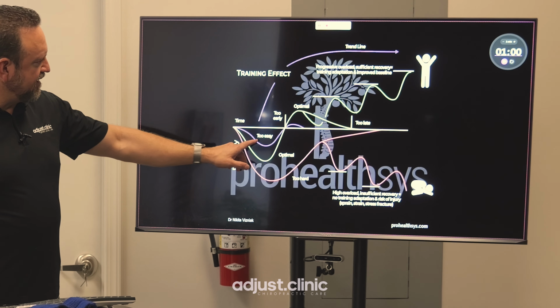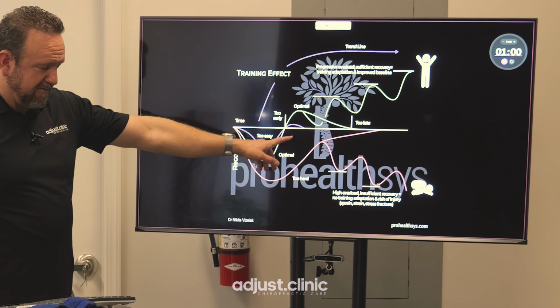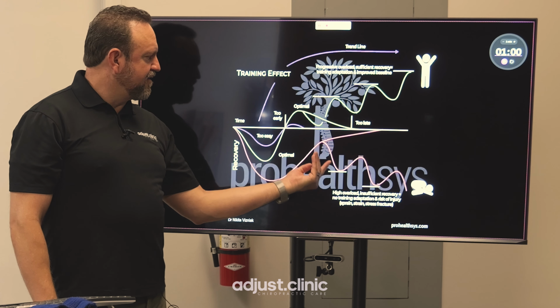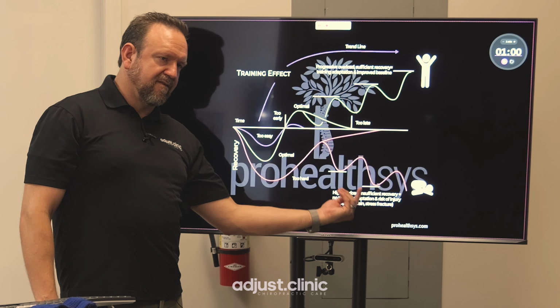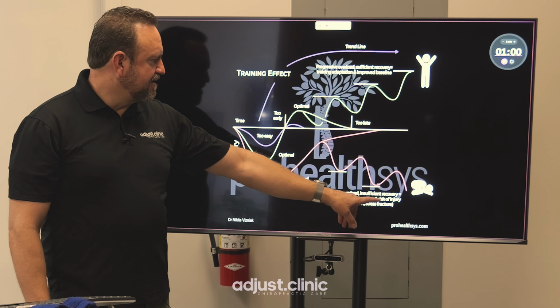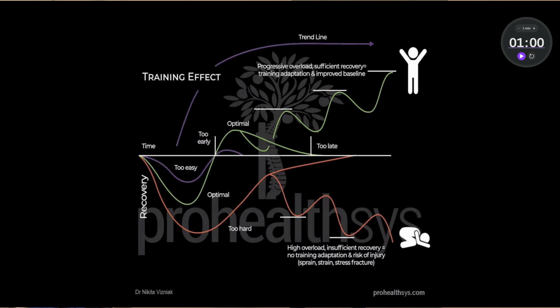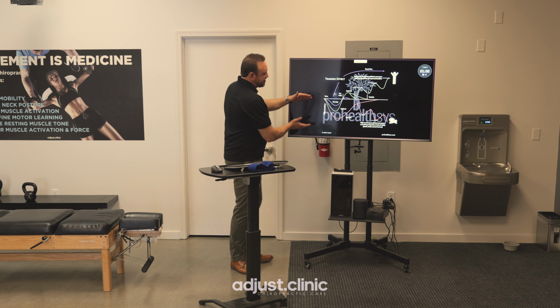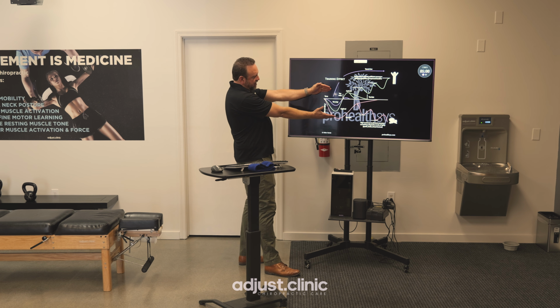Now, if you train too easy, you have slower recovery, but it's safe. If you train too hard, then you might re-injure yourself, and that actually leads to lower baseline of recovery. High overload, insufficient recovery, no training adaptation, risk of injury goes up. Sprain, strain, stress, fractures. That's training too hard. So you need to know how to make it just right and have optimal training.